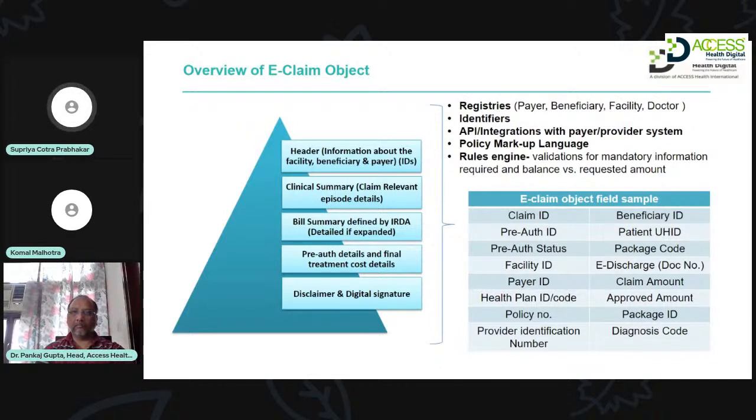So all this unique information ensures that there is no confusion regarding identifying the patient through this entire process, so that this becomes completely managed by a technology solution or a software solution to process the claim.